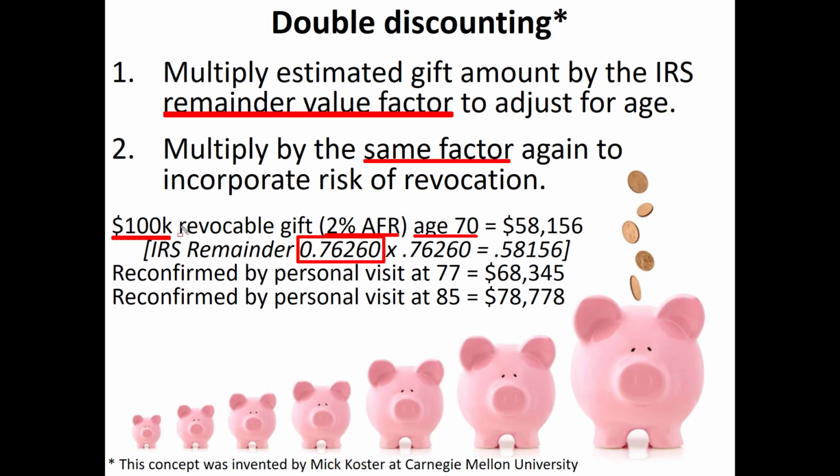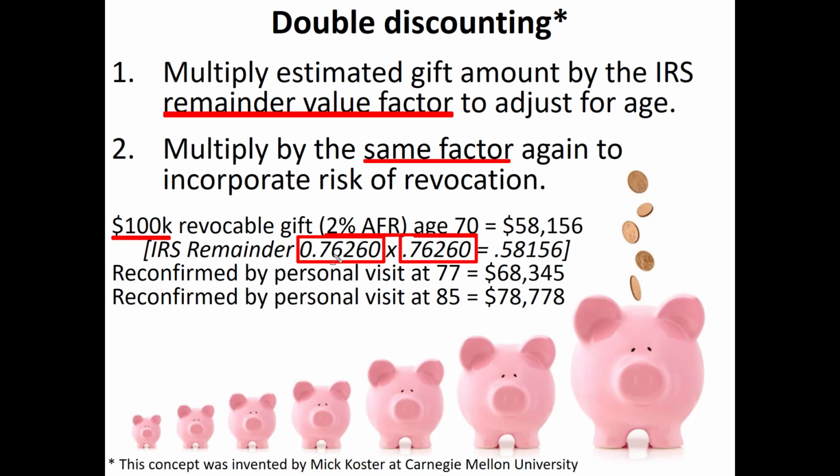Okay, so the standard calculation is to use the remainder interest tables. Now, what is not standard is to say, okay, that is a great estimation for the value of an irrevocable gift, but we are valuing a revocable gift. And so as a thumbnail ballpark estimation of the reduction in value because of the fact that this gift is revocable, we are going to make that adjustment again.